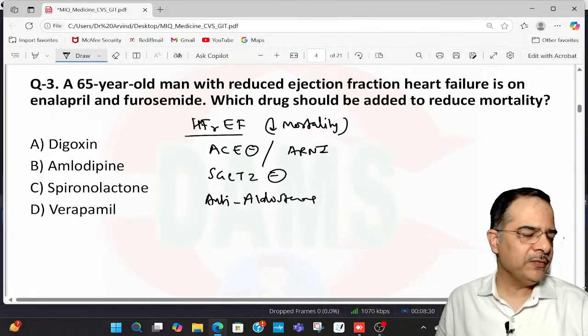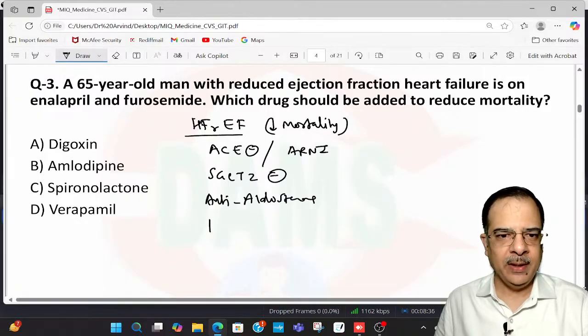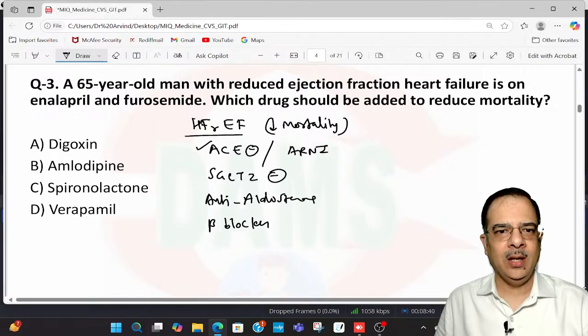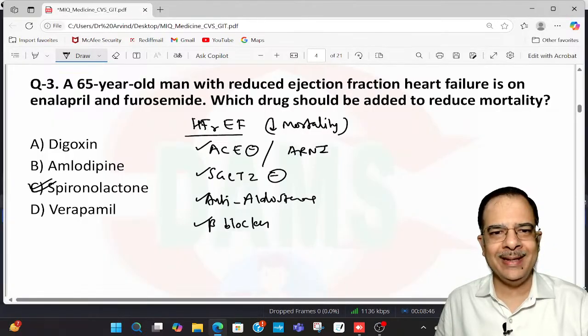No, IV fluids should not be given in anterior wall MI or lateral wall MI. And beta blockers. So these are the agents which reduce the mortality. Out of these, only spironolactone is given here.